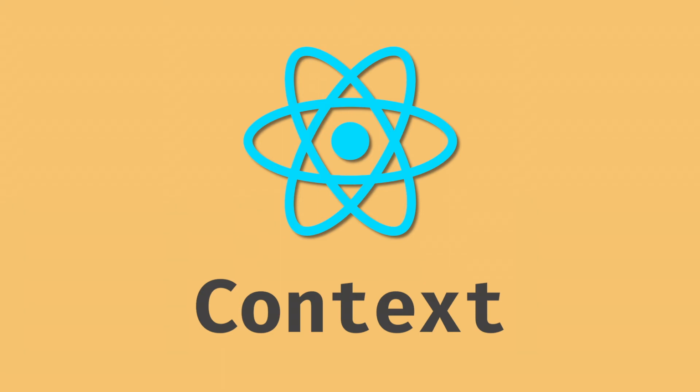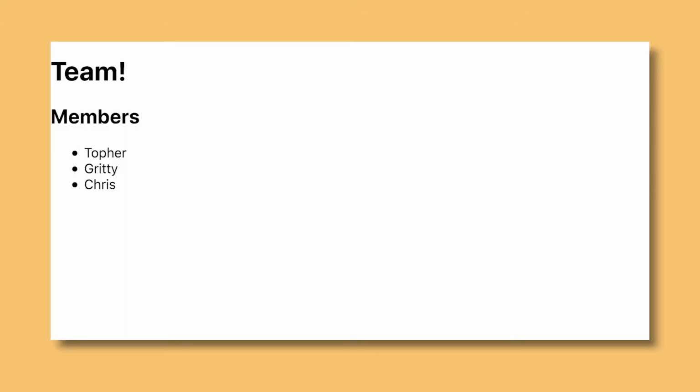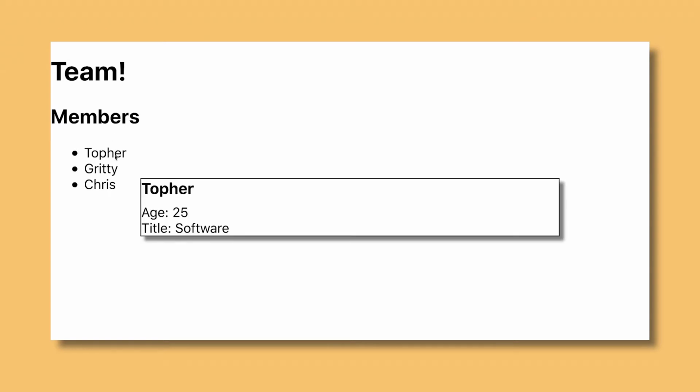The React context is a built-in way to distribute data seamlessly across your application. Let's walk through an example of how it works. Here's a site. It's a dashboard for your team that lists the people and some information about them. Clicking on one of the people toggles a modal that shows more specific information about them.